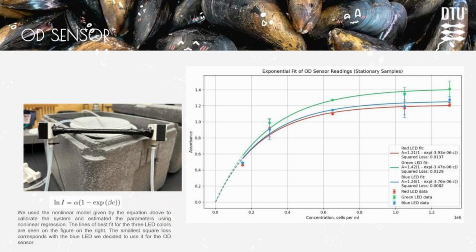In order to calibrate the OT sensor, we tested 2 separate models, one which involves a linear relationship between log I and C, and one that involves an exponential relationship between the two. The latter proved to be more accurate, having an overall smaller square loss across all colors. We then compared the square loss between the models corresponding to different color LEDs and concluded that the blue LED is the one that provides the highest accuracy.